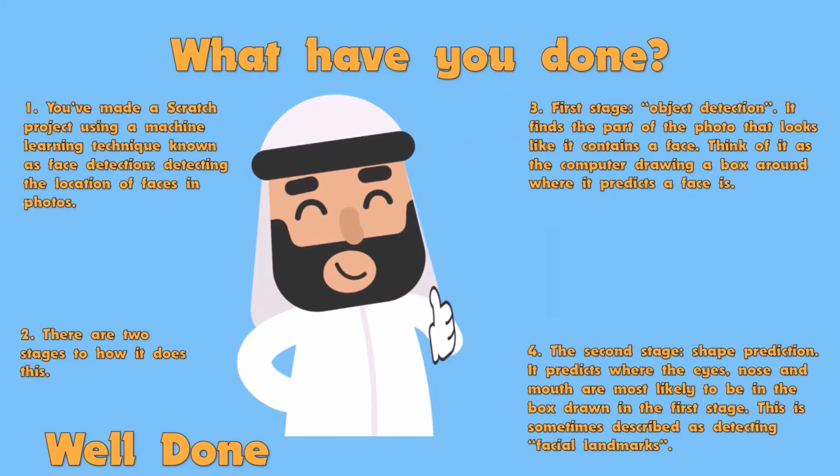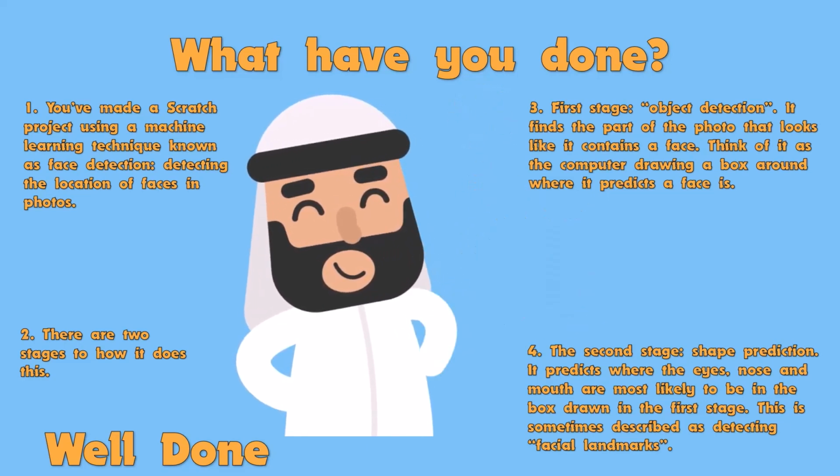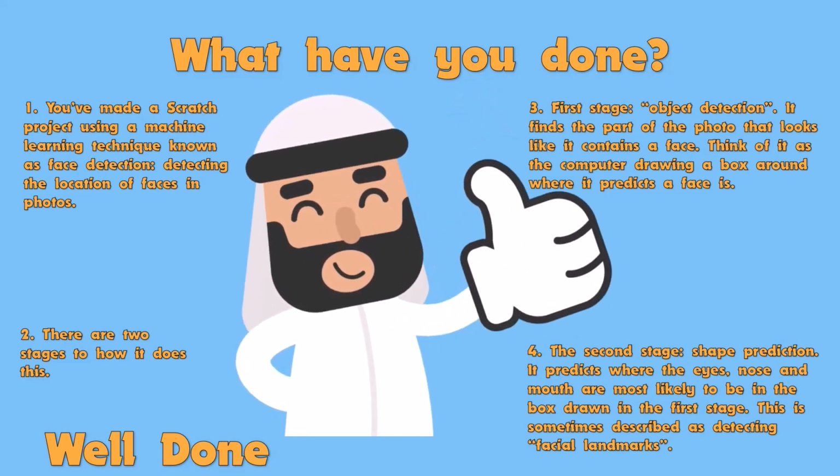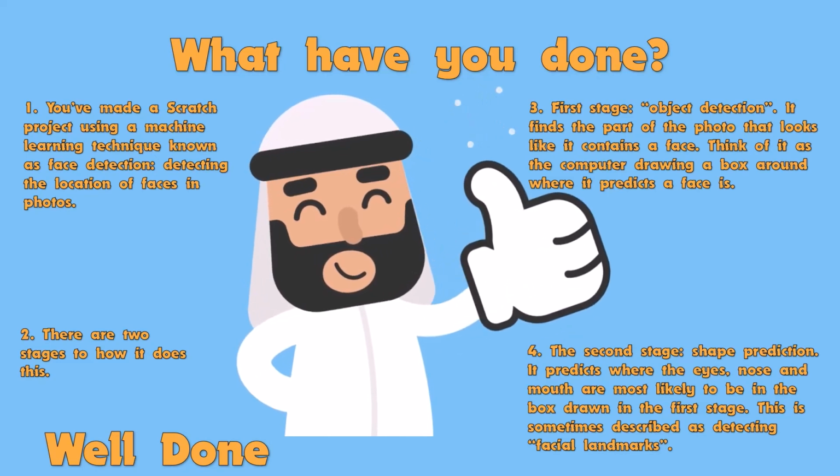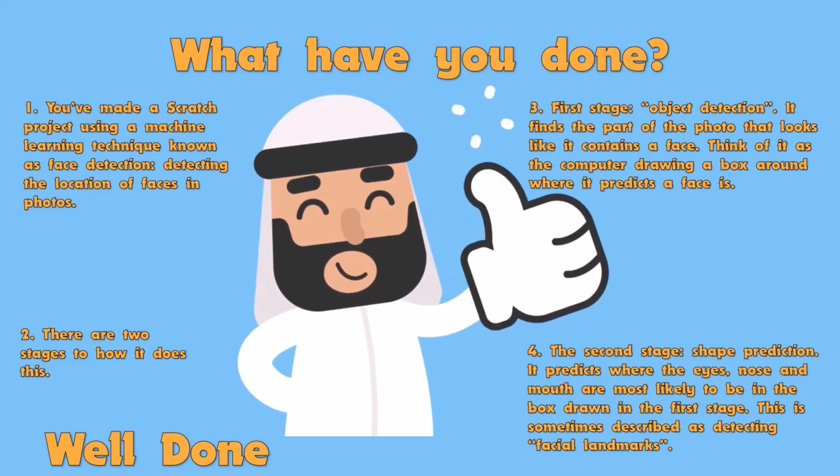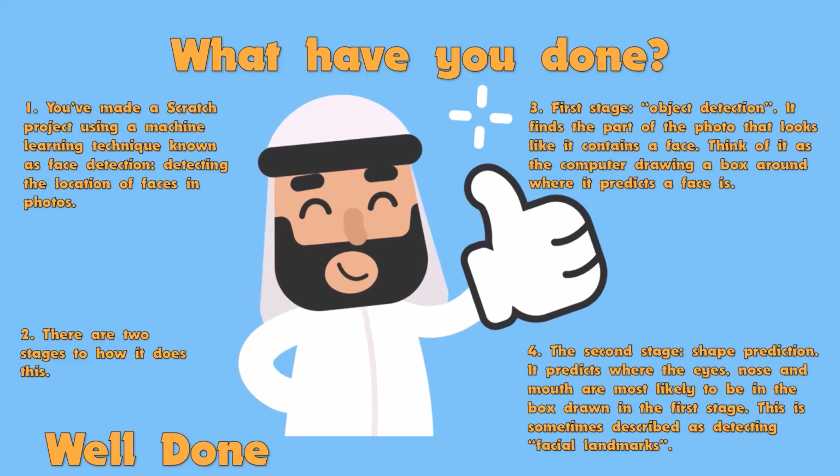First stage is object detection. It finds a part of the photo that looks like it contains a face. Think of it as the computer drawing a box around where it predicts a face is. And the second stage is shape prediction. It predicts where the eyes, the nose and mouth are most likely to be in the box drawn in the first stage. This is sometimes described as detecting facial landmarks.